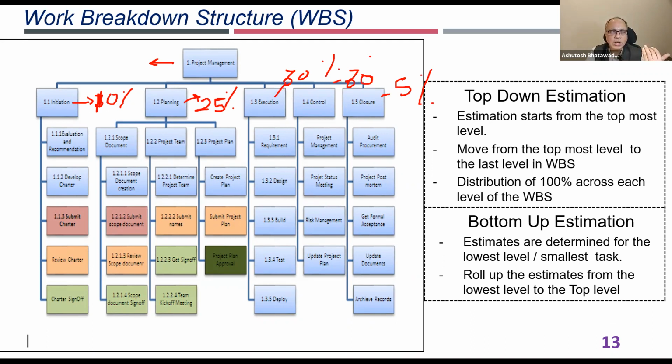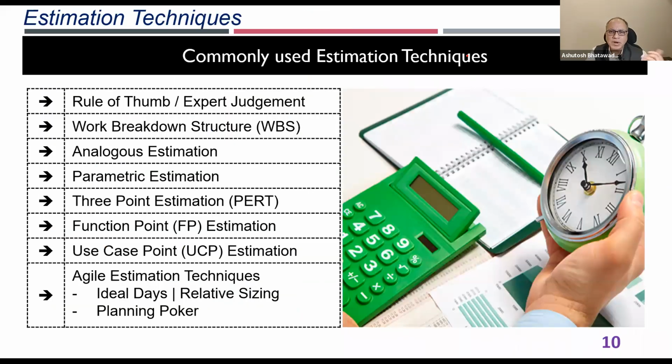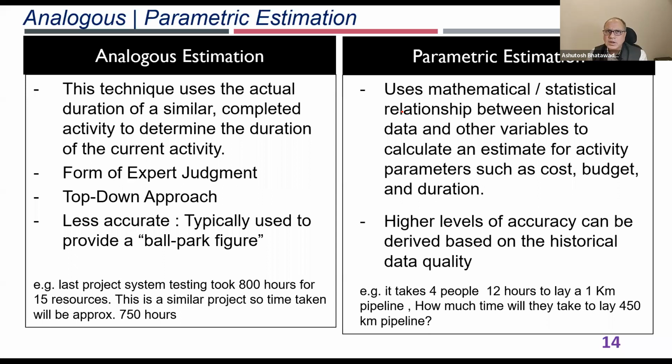Then we have something called analogous estimation and parametric estimation. I'm just quickly covering these techniques. As I said, we'll be talking about them in detail when I schedule sessions around them. What is analogous estimation? By the way, both parametric and analogous estimation are based on historical trends. The difference being that in an analogous estimation technique, it is more like an expert judgment. Like past similar activity took so much time, this will take so much time. Coming back to the Mumbai-Pune example, I've been traveling regularly on Friday evenings, and usually it takes between 3.5 to 4 hours. So today also it will take 3.5 to 4 hours.